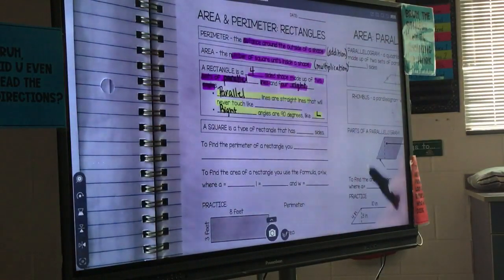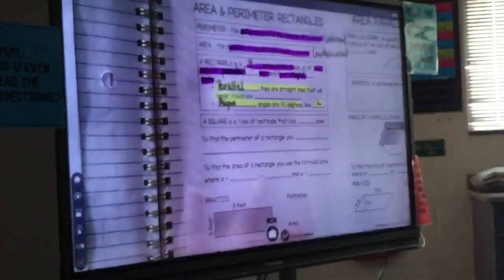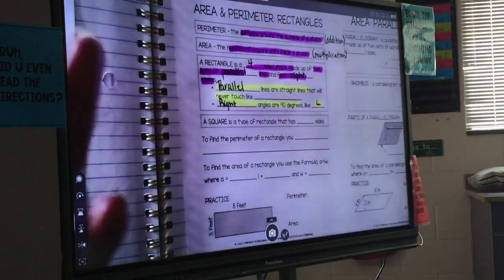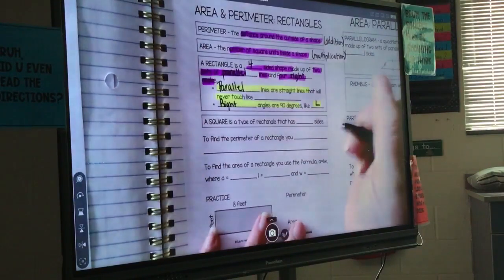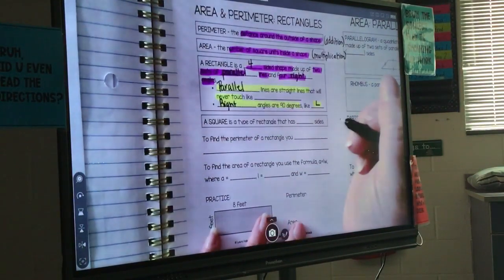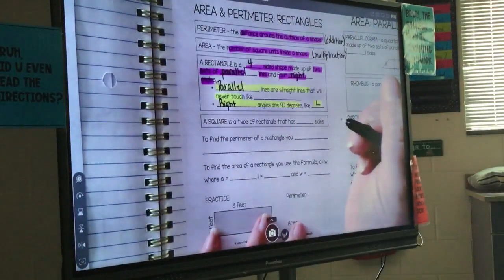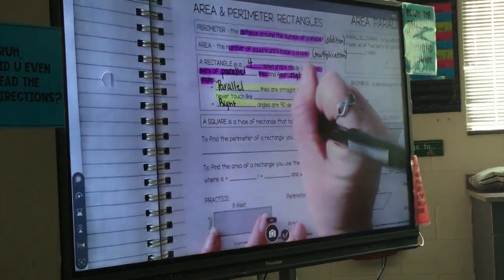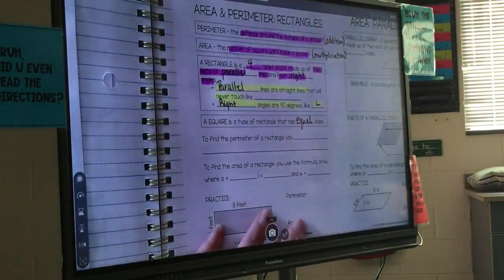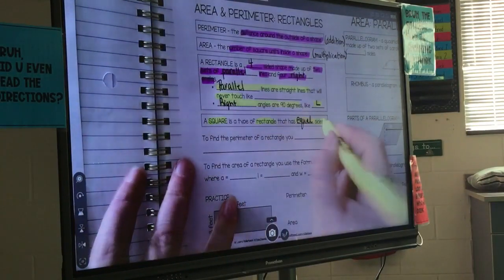And then a square is a type of rectangle that has what kind of sides? What is the difference between a square and a rectangle? The biggest difference. The rectangle has a smaller side than the front, like the bottom and top one, and the square has an even side. Okay, we're going to say equal. All right. So a square is a type of rectangle with equal sides.